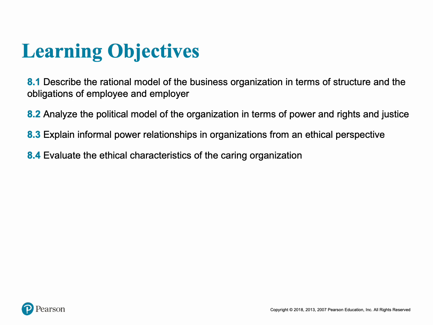Then we're going to look at the political model of the organization in terms of powers and rights and what is considered to be just or fair. We'll talk about the informal power relationships in the organization, particularly with respect to how we interact with each other informally, and think about that from an ethical perspective. And then lastly, what are the ethical characteristics of a caring organization? And we should wrap this up pretty nicely.